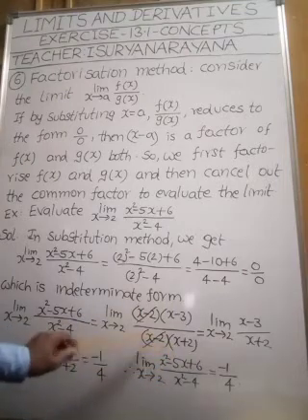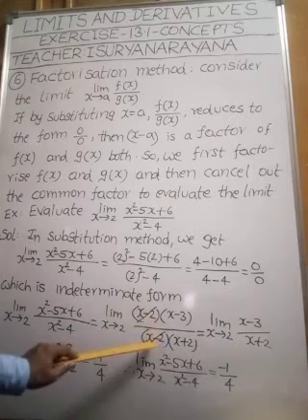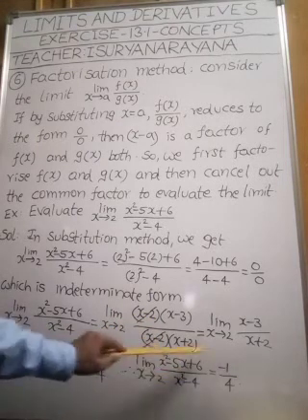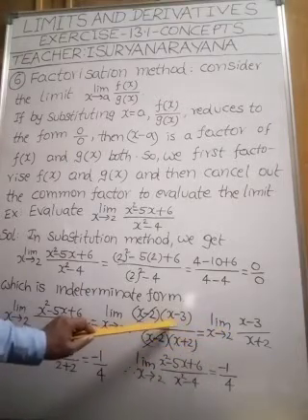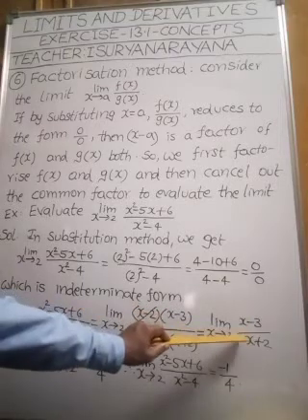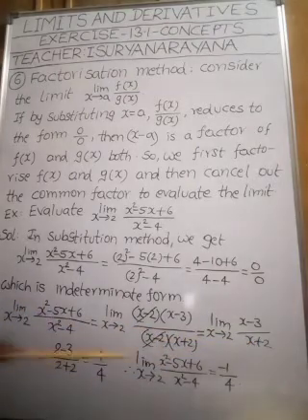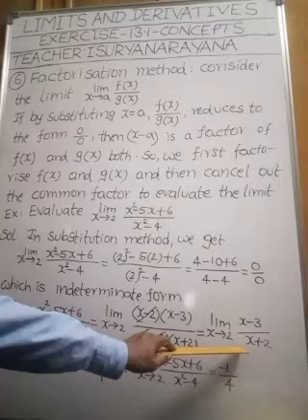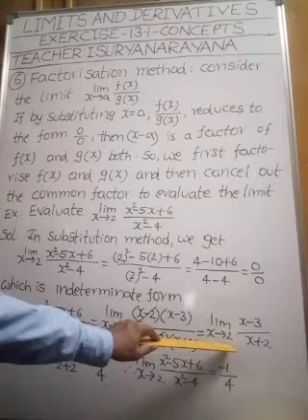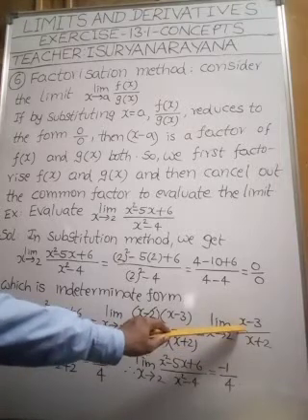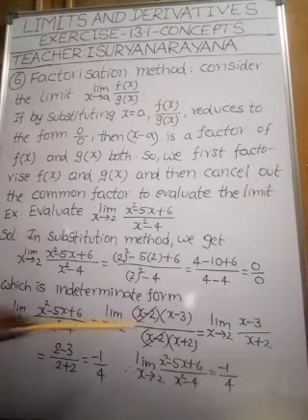What is the common factor in the numerator as well as in the denominator? x minus 2. We strike out the common factor. Understood this step, my children? That is equal to the limit as x tends to 2 of, what are the functions left here, x minus 3 in the numerator divided by x plus 2 in the denominator. Understood this step? Now at this stage we use the substitution method again. So put x is equal to 2 because x is approaching 2, in the numerator as well as in the denominator. What will you get here in the numerator?